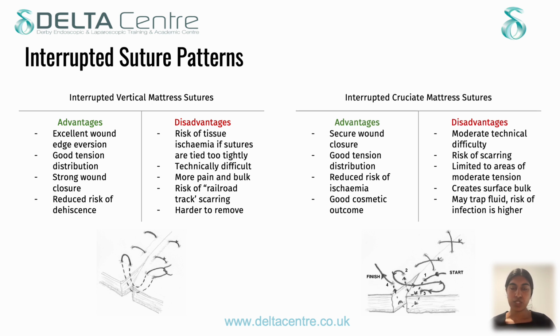Advantages of interrupted cruciate mattress sutures include a secure wound closure, good tension distribution, a reduced risk of ischemia, and better cosmetic outcome. Disadvantages include that it is technically difficult to perform, there is a risk of scarring, and it's limited to areas of moderate tension. It may create surface bulk, and it may trap fluid inside, which increases the risk of infection.